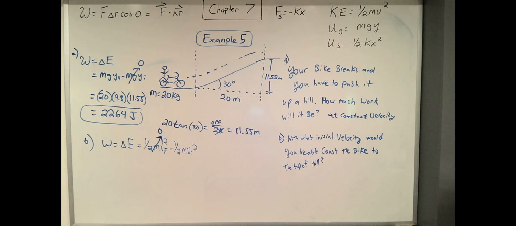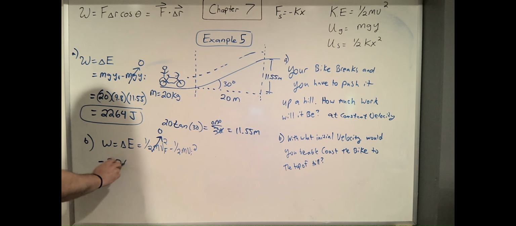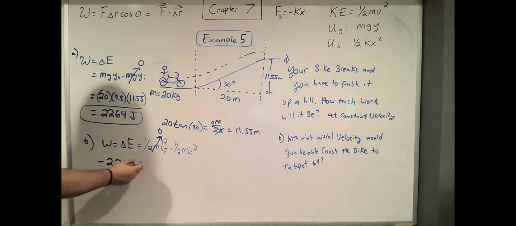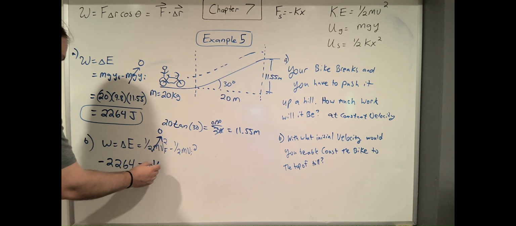Okay, so that doesn't tell me how fast I need to go, but it tells me the amount of work that would need to be done in order to get up there. Now, this is the work that we have to do, 2264. This would be the amount of work we have to put in order to get the bike up the hill. In this case, we're fighting that work. That work is done by gravity. We are fighting that work. So what we need here is to put in a negative 2264.